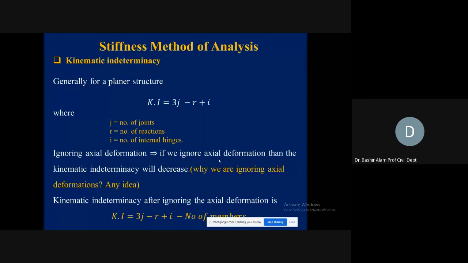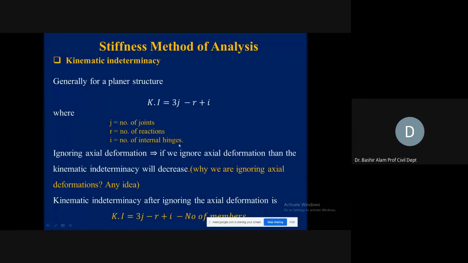But generally for a coplanar structure, you can use this equation, where kinematic indeterminacy is denoted by Ki. It is equal to 3j minus r plus I, where j is equal to the number of joints, r is equal to the number of reactions, and I is the number of internal hinges.